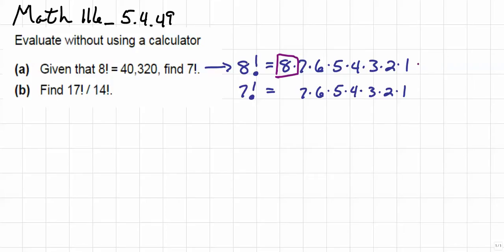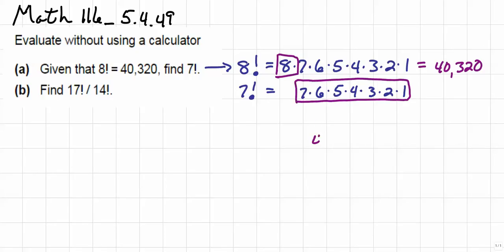And since 8 factorial has been given to us as 40,320, if we were to divide this 40,320 by this 8, we would end up with what 7 factorial is equal to. So if we take 40,320, we use long division.